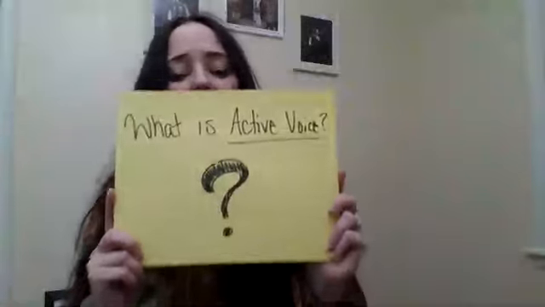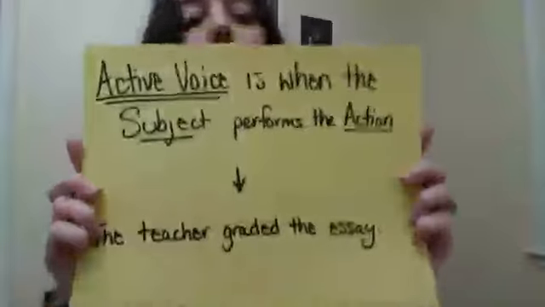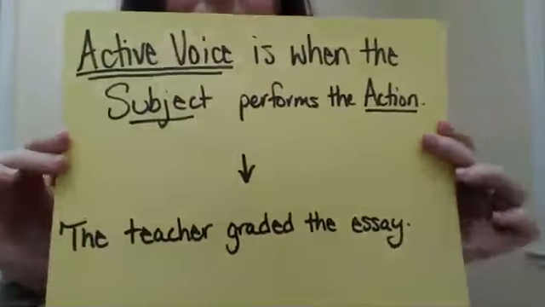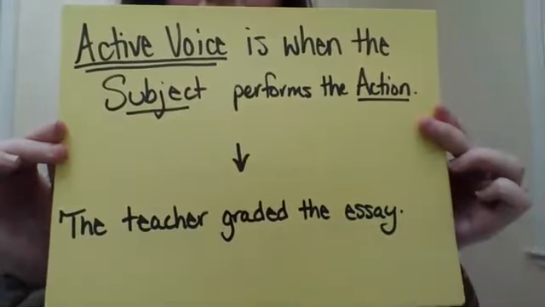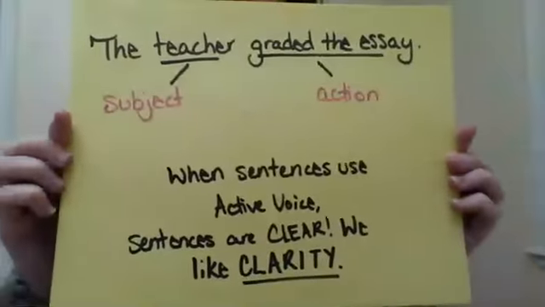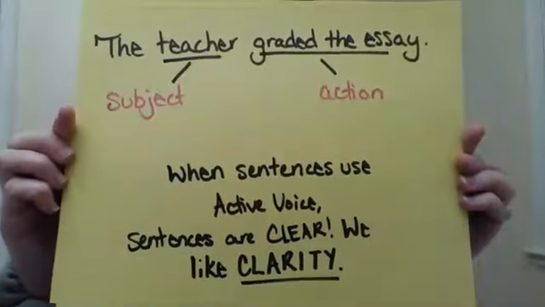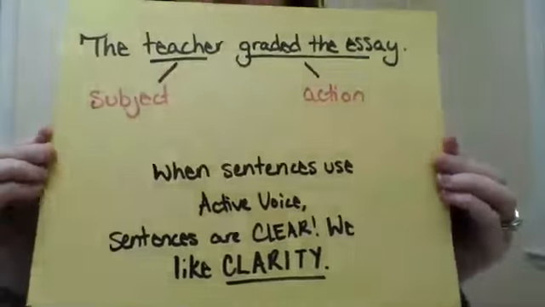What is active voice? Active voice is when the subject performs the action. So I got a little example below. The teacher graded the essay. How is that active voice? Well, because if you look right here, I am showing you the teacher is the subject. That's the who or what of the sentence. That's what a subject is. And graded the essay is the action.